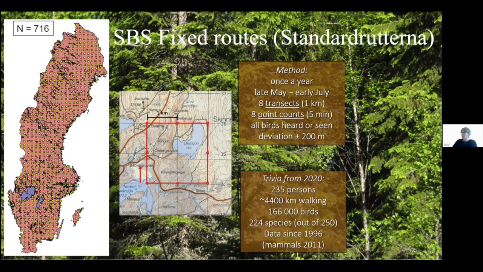Some trivia from last year to show the scale of this scheme. We had 235 people walking about 4,400 kilometers while they observed 166,000 birds of 224 species. Almost all the species that we have in the database were observed. And data in this program stretches back from 1996, and the mammals were started in 2011.